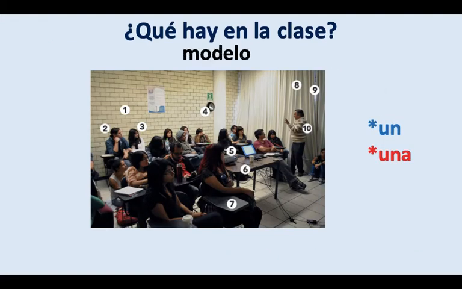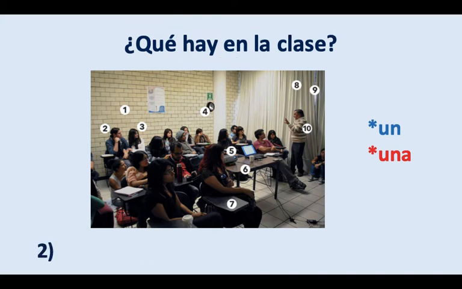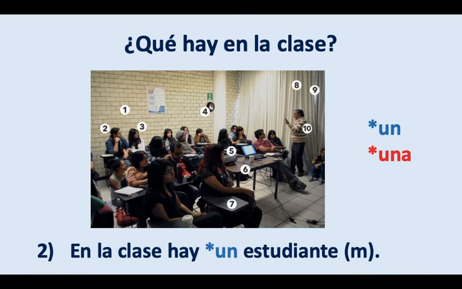Let's look at un modelo. Número uno. The question I'll ask you, ¿qué hay en la clase? And you tell me in the class there is a wall. En la clase hay una pared. Muy bien. Número dos. ¿Qué hay en la clase? En la clase hay un estudiante.